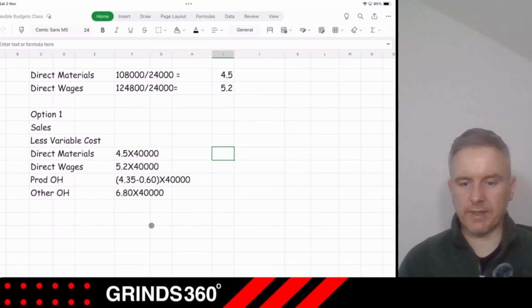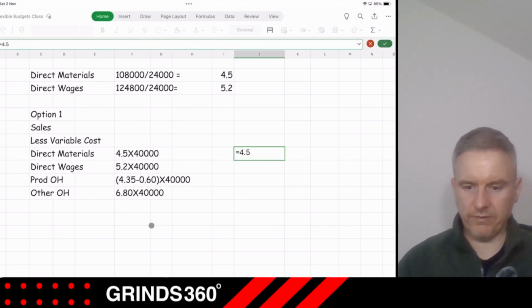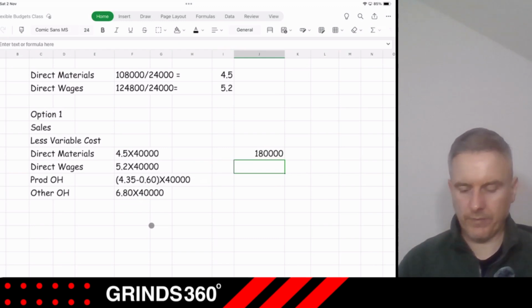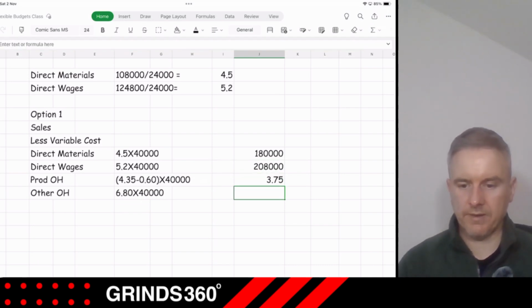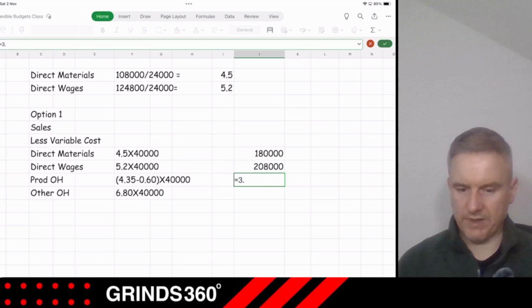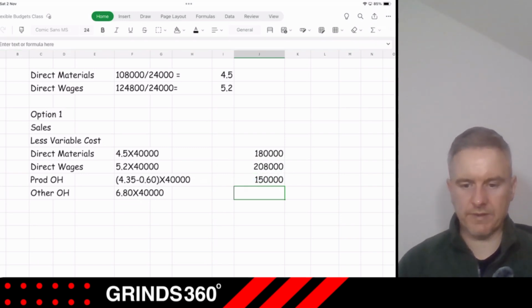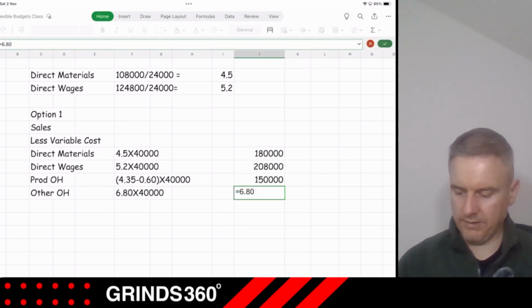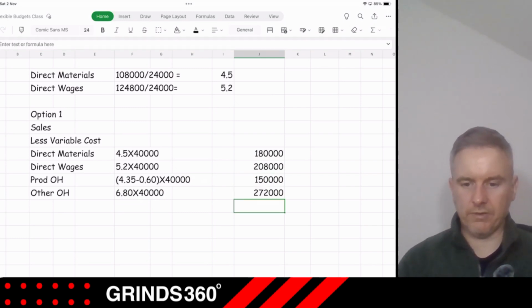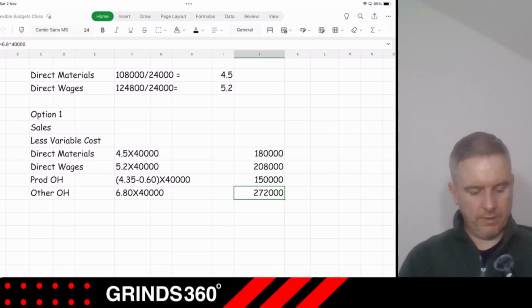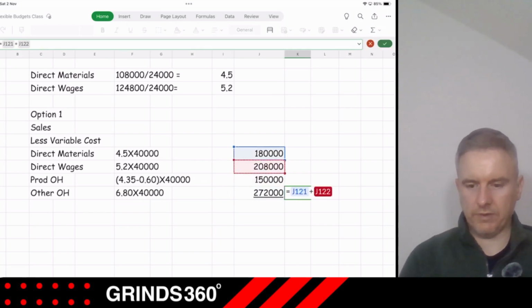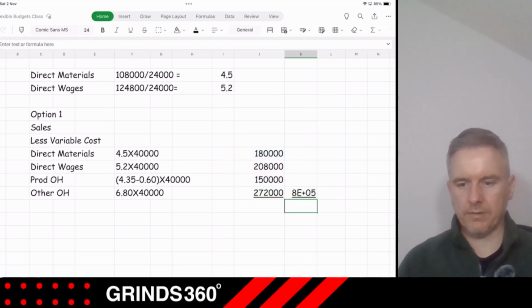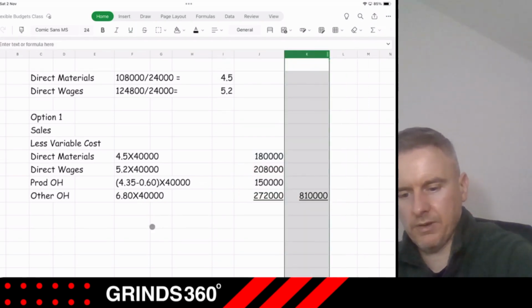So as we come along then, we need to get those costs in. So 4.5 by 40,000 euro. We have our 5.2 by 40,000. So we have 4.35 minus the 0.6, so that gives me 3.75. So then 3.75 by 40,000 units. And then I have 6.80 by 40,000 units. So we have a total variable cost coming in there of 810,000.